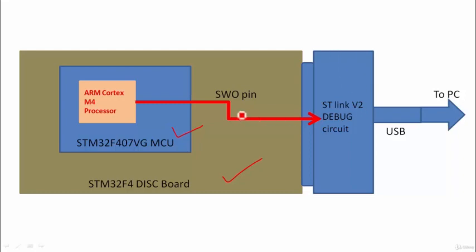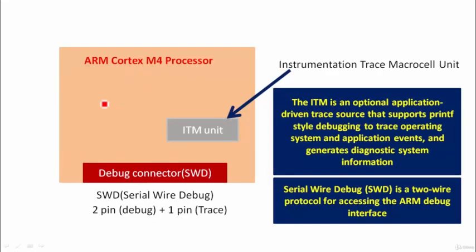There is a pin called the SWO pin, which comes all the way from the ARM Cortex M processor and is connected to the debug circuitry. So printf actually works over this SWO pin. Let's explore further. For that, I'm going to zoom into this ARM Cortex M4 processor. Let's consider only the ARM Cortex M4 processor.